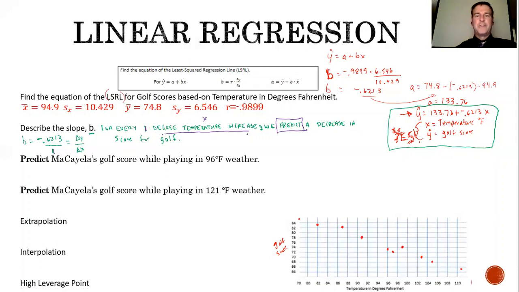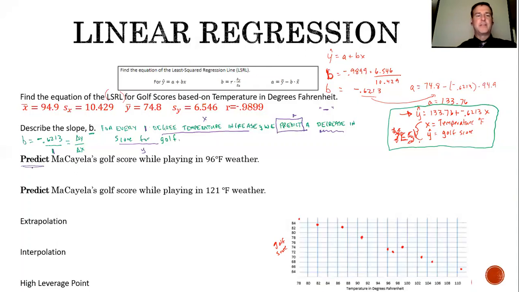So we predict. Now, we chose decrease here because it was a negative value. It was a negative slope here. And then the second part here is your y. So for every 1 unit increase in temperature, or 1 degree increase in temperature, we predict, in this case again, a decrease because it's a negative, in Michaela's golf score. Again, just a prediction, and that's why I asked the questions here the way I did.